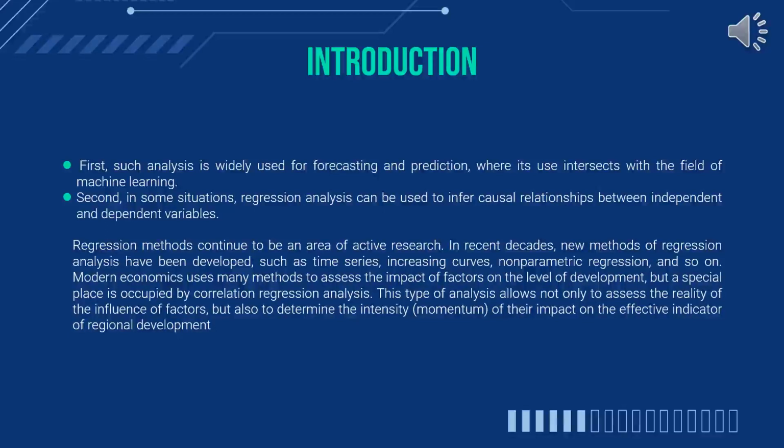In recent decades, new methods of regression analysis have been developed, such as time series, increasing groups, non-parametric regression, and so on. Modern economics uses many methods to assess the impact of factors on the level of development, but a special place is occupied by correlation regression analysis. This type of analysis allows not only to assess the reality of the influence of factors, but also to determine the intensity and momentum of their impact on the effective indicator of regional development.